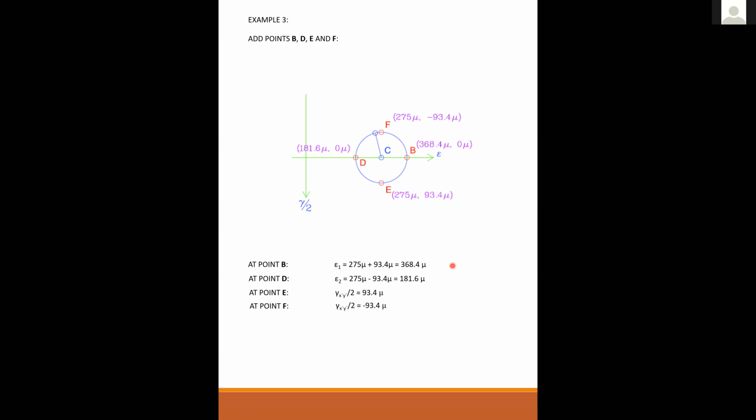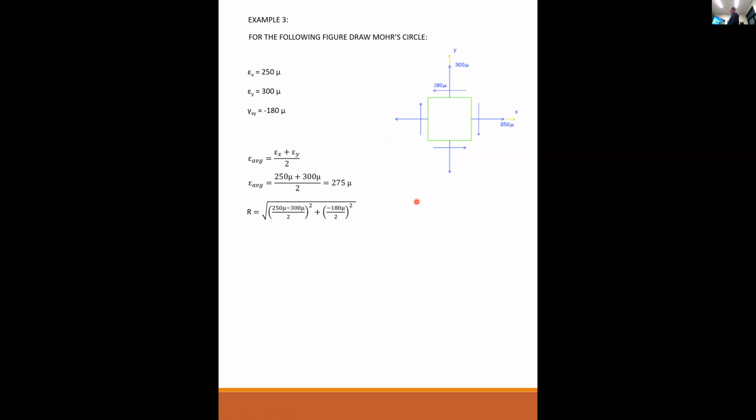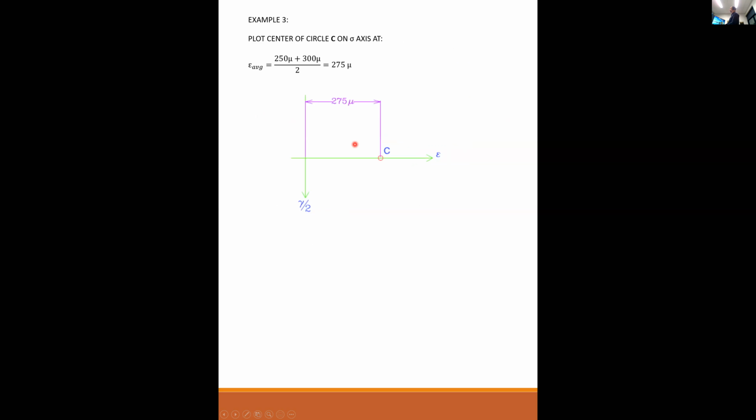Where did the negative 90 come from? The negative 93? No, sorry, when we were plotting it on the circle. Yes, okay, good question. It came from right here. The original problem statement is that gamma xy is minus 180. So when you go to draw Mohr's circle, remember what you're drawing is gamma over 2. So minus 180 over 2 is minus 90. Okay, thank you.